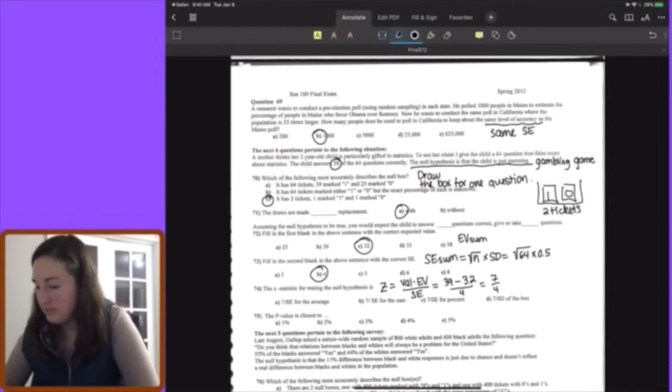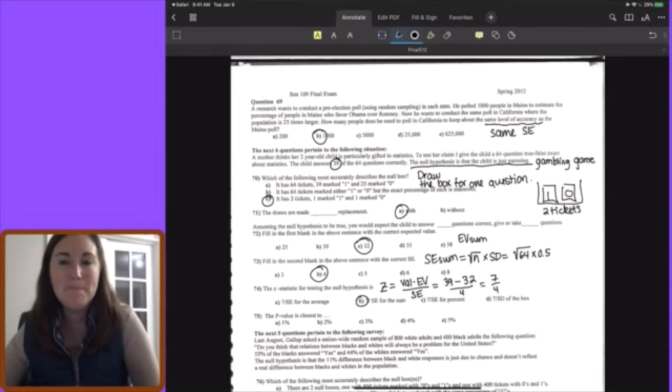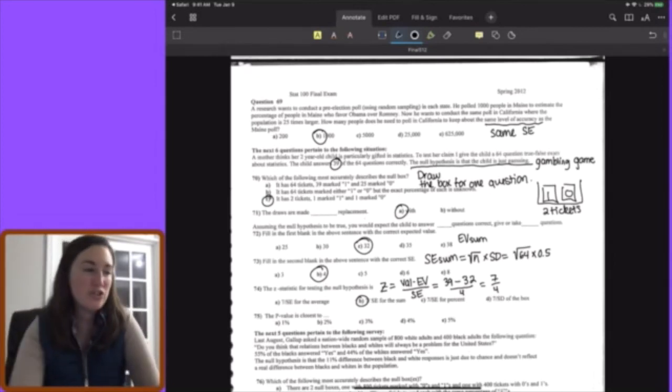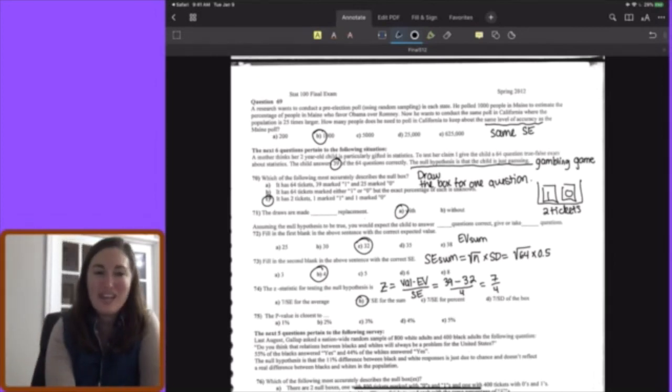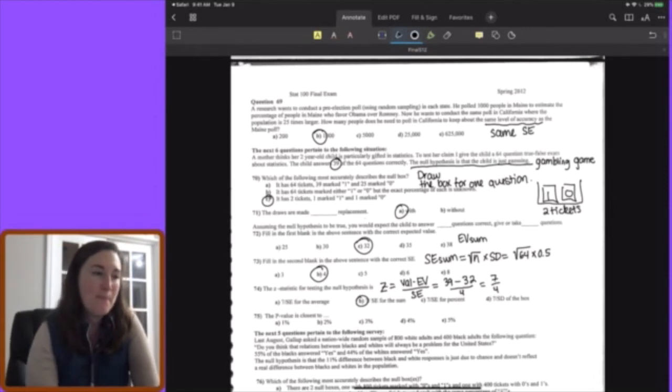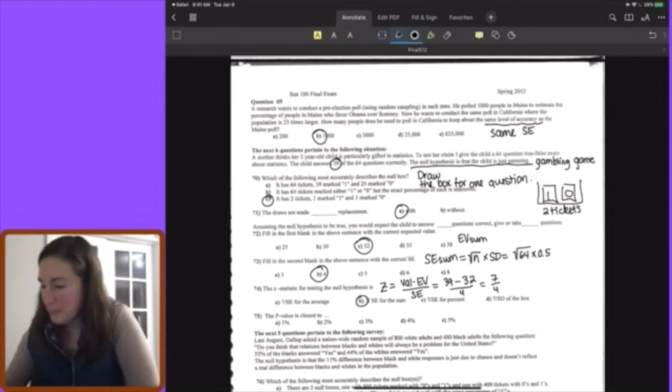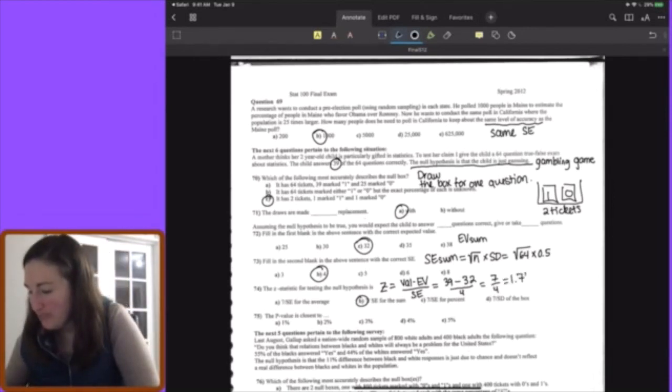Oh, I guess it would be this one, right? 7 over, we're dealing with the standard error for the sum. And I know that because there's no mention of averages and no mention of percents. This ends up being 1.75. This is going to come in handy for the p-value.